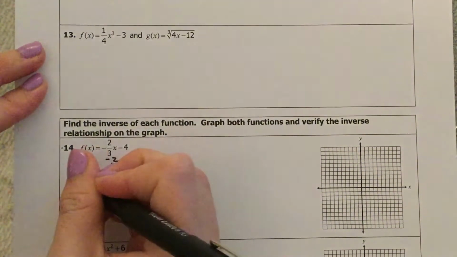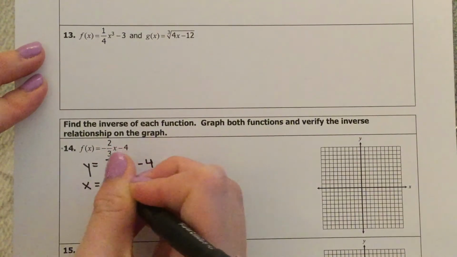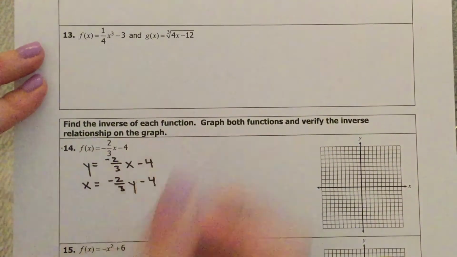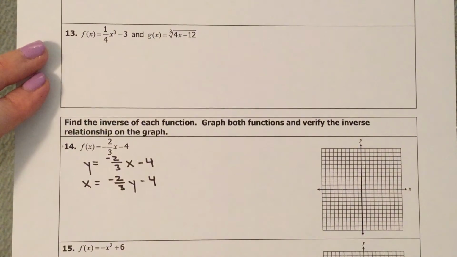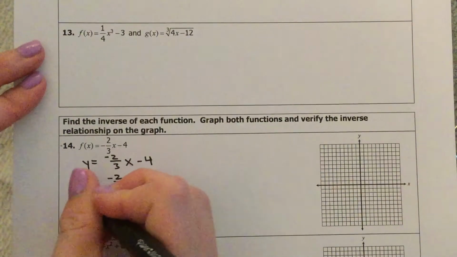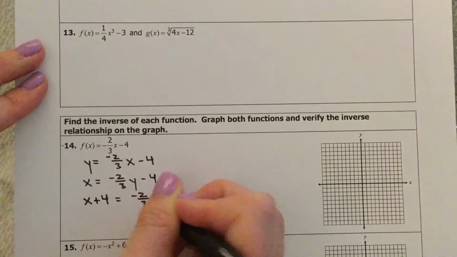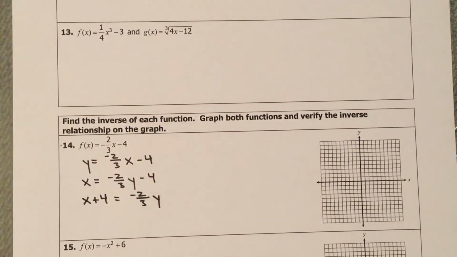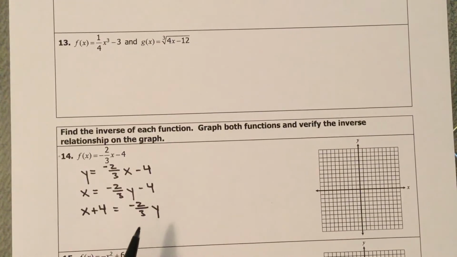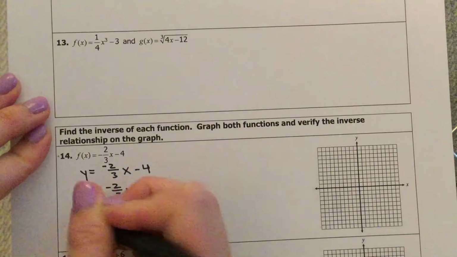Step 2, interchange x with y, like that. Step 3, solve for y. So first thing here is we're going to add this 4 to both sides. So x plus 4, and that will remove it from the right-hand side. And then we're going to multiply both sides by this reciprocal right here. So multiply by a negative 3/2. That's a lot to keep in our heads, so I'm just going to write that out.